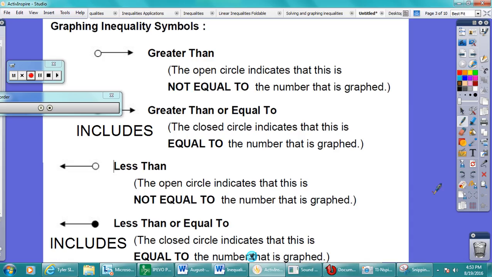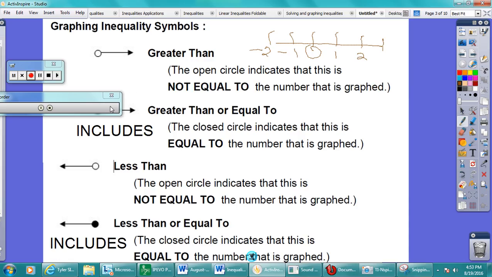Next, when we're graphing, we're going to be graphing on a number line. Something like that, right? Where we have the positive numbers to the right, and the negative numbers to the left. Now, greater than. What does this mean? This open bubble with the arrow means that it's not equal to the number that is graphed.